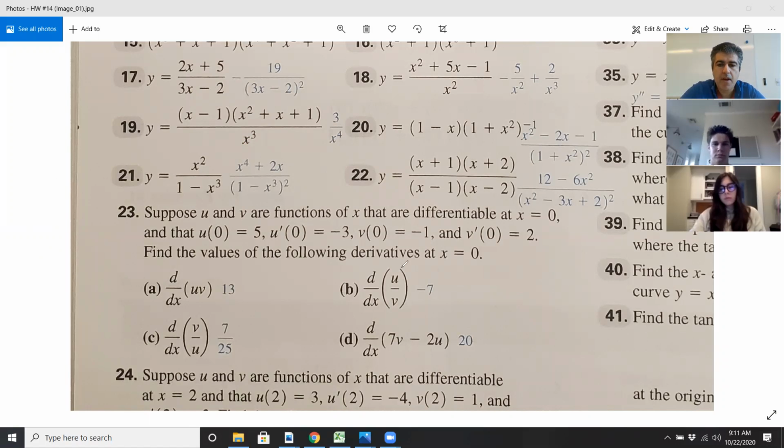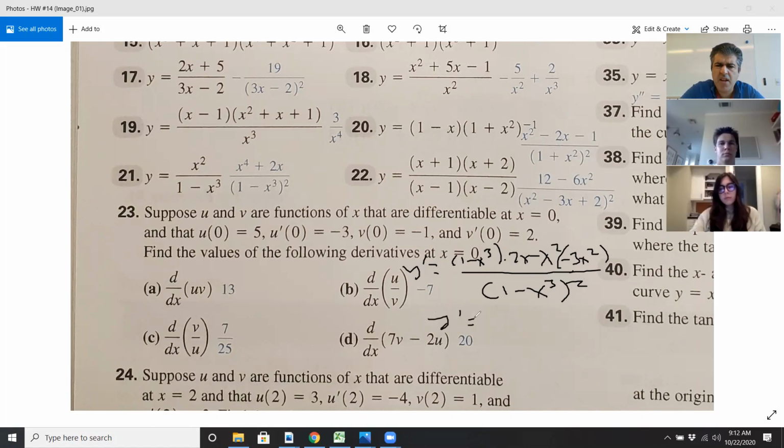So remember, y prime will equal low d high, which is 2x, minus high times d low, which is -3x squared, over low squared. And away we go. So that's going to be 2x minus 2x^4. Then you have -x squared times -3x, so it's positive 3x^4, all over (1 minus x cubed) squared.